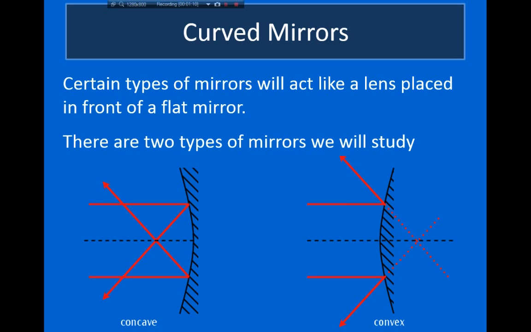And one little trick that I see a lot of students use to remember the difference between a concave mirror and a convex mirror is that a concave mirror has the word cave inside it. And if we look at the shape of this mirror, we can see that it sort of is shaped like a cave. It sort of encloses this area in front of the mirror in the same way that a cave would.